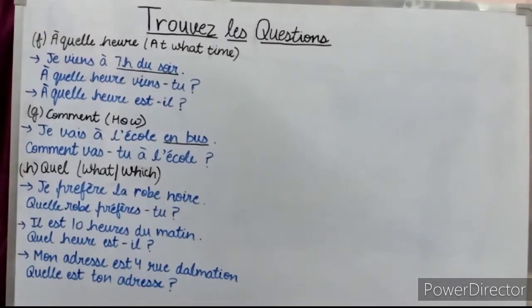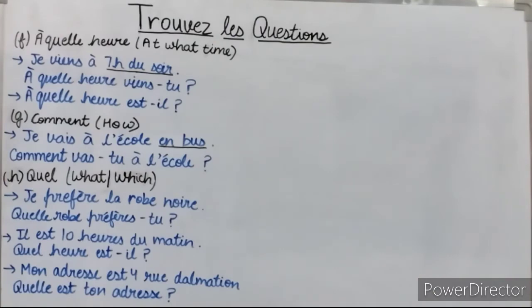Let's see H part. Quel, what or which. Je préfère la robe noire. I prefer the black dress. So the question would be, quelle robe préfères-tu? Which dress do you prefer or which dress do you like? So second example, il est 10 heures du matin. It is 10 a.m. in the morning. So you'll say, quelle heure est-il? Okay, what time is it?